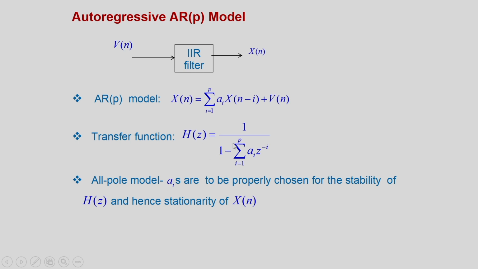Now, in this case it is an IIR filter, so there are poles. This expression will result in poles, therefore this is an all-pole model. The a_i's are to be properly chosen for stability of H(z) and hence stationarity of x[n]. If H(z) is stable, then only will this x[n] sequence be stationary. Therefore, we have to select the a_i's such that the poles of this filter lie inside the unit circle. So, we have discussed what an AR(p) model is.